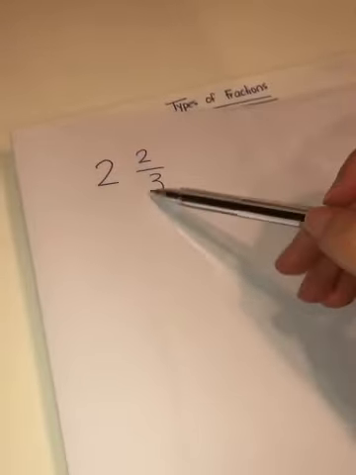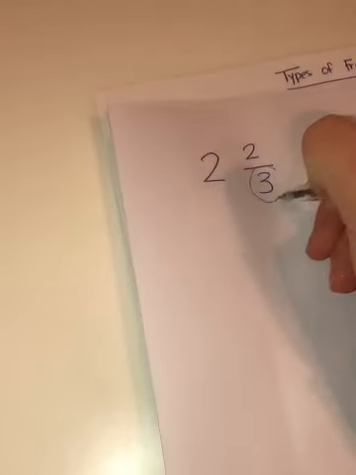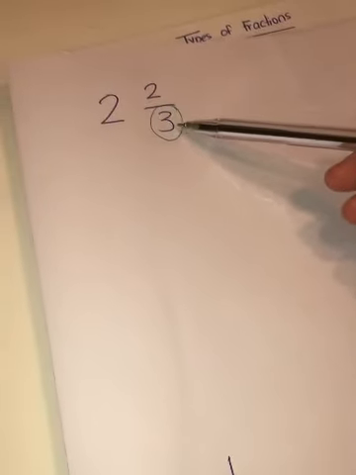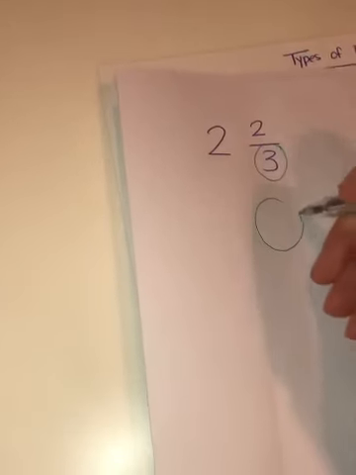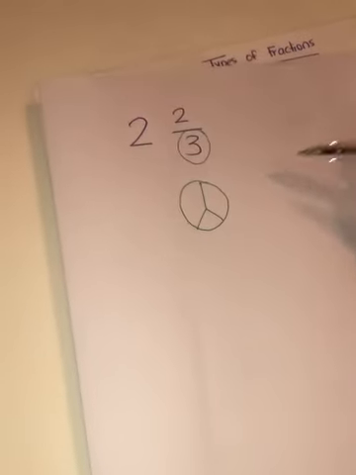As we can see over here, first thing when I find a mixed number, I circle the denominator. Always, always, always circle the denominator to know how many parts to cut your shape into, or divide your shape into. In this case, I'm going to divide my shape into 3 parts. Think of any shape you like. Let's say a circle. I cut it. Let's pretend these are equal.